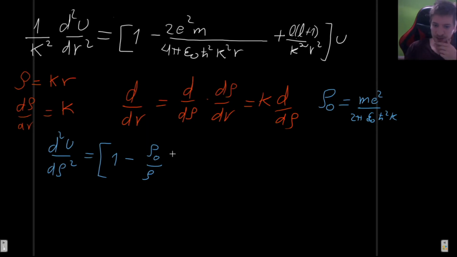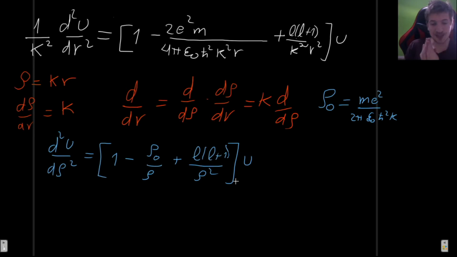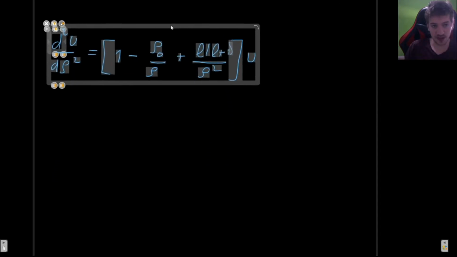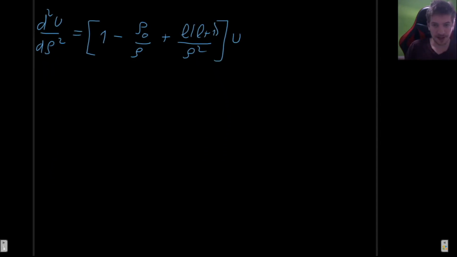We have finally this part right here, which will be plus l plus 1, and then we have k squared r squared. That is simply rho squared, and all of this times u. So this is now the equation that we have to solve. It is looking much, much better than before. However, that sadly does not mean that it's going to be easy to solve. In fact, solving this exactly is honestly really, really difficult.